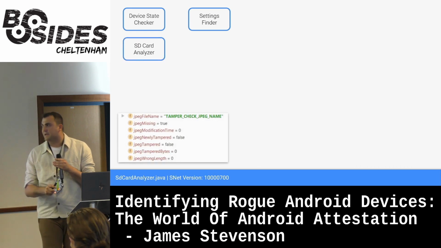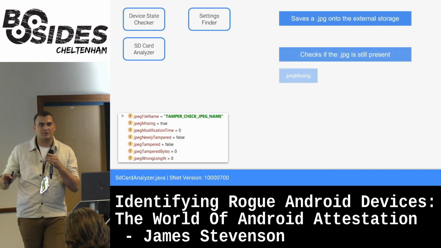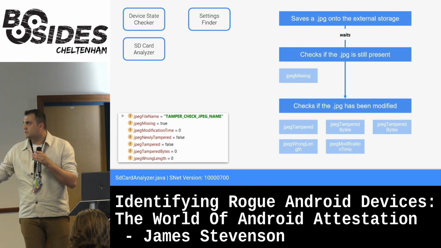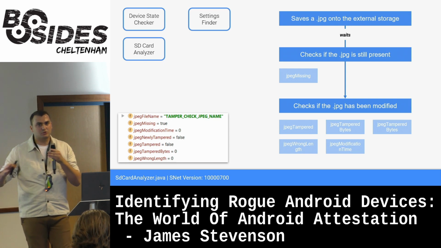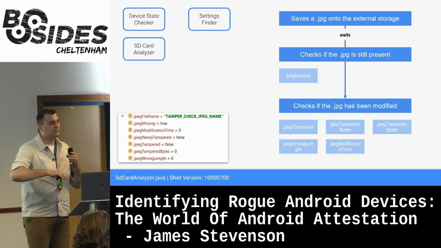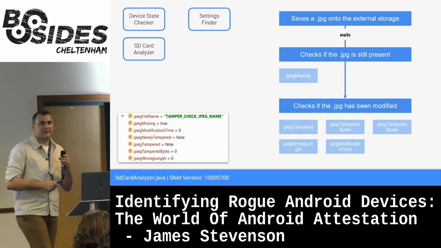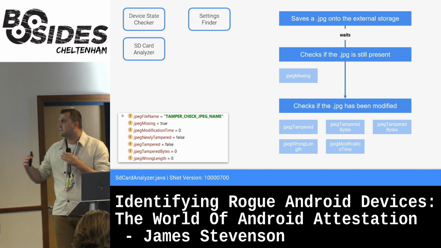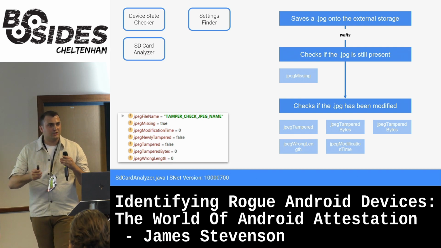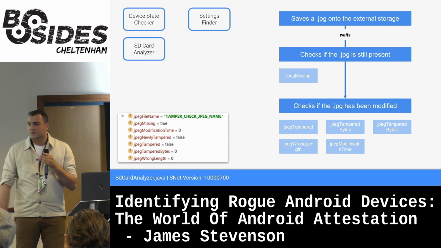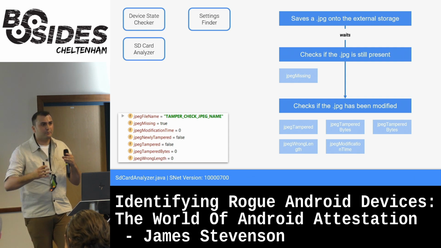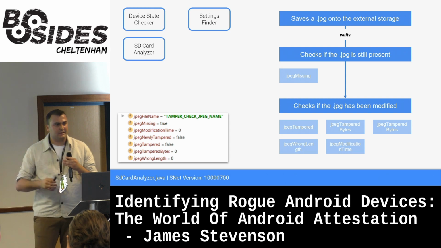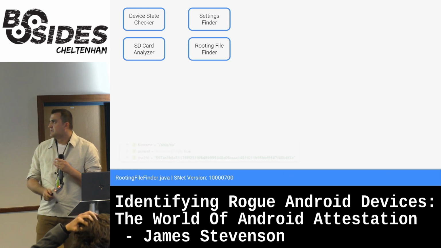So the next module we're going to look at is probably my favorite module. This is the SD card analyzer module. What this module does is it saves an image to the external storage of the device. It waits some time, and then it goes back to that image. If that image has been changed or altered in some way, it flags it, takes a hash of it, and sends it over to the server. This is probably for some anti-tampering, anti-emulation, anti-malware technique, and it's a really interesting one.